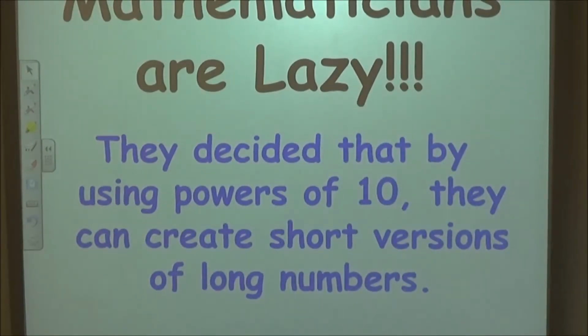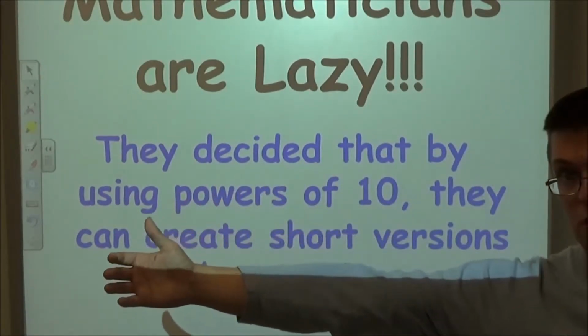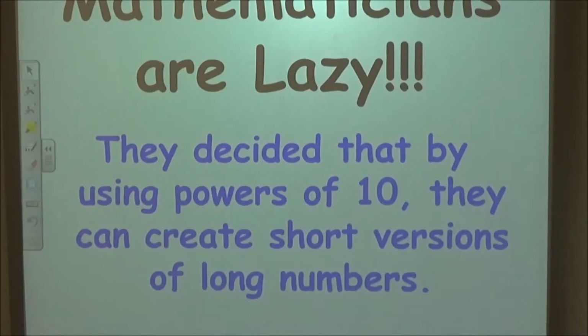The reason we do this is, well, I love this part, mathematicians and scientists are lazy. Instead of writing very long numbers over and over again, they decided about using powers of 10. That means 10 is not going to be your exponent. 10 is a base here. They can create short versions of long numbers. And when we work with scientific notation, the base of 10 will always pop up in scientific notation, no matter if we're dealing with a long whole number or a long decimal.